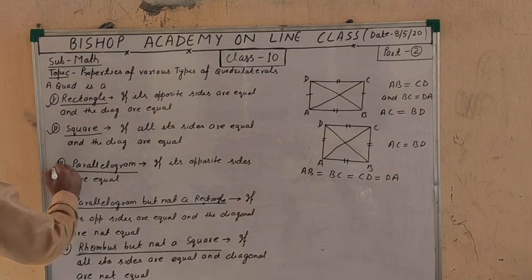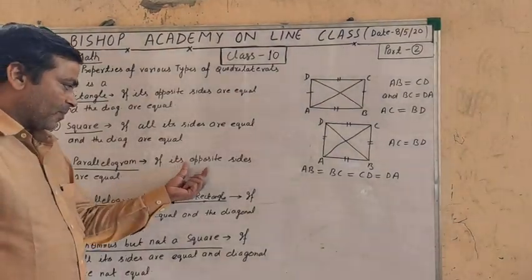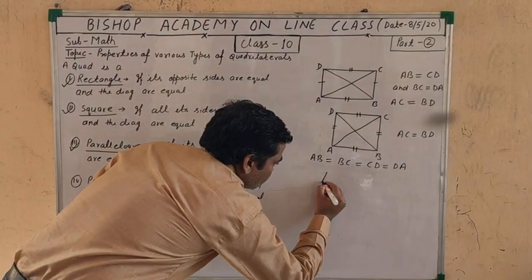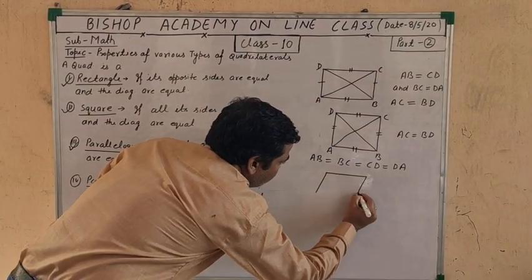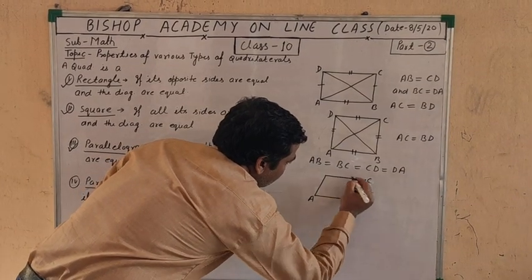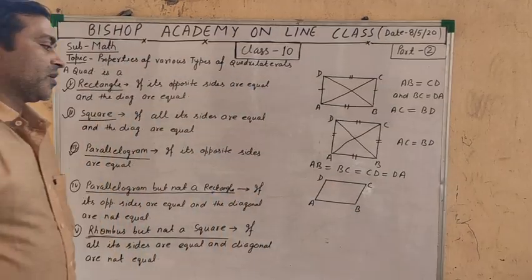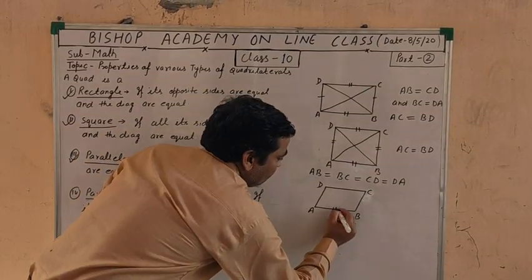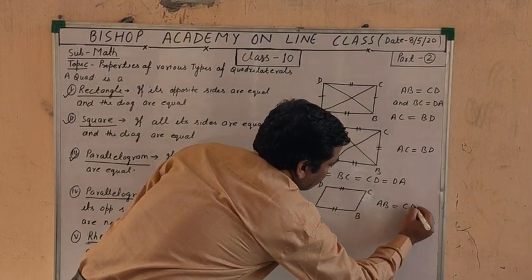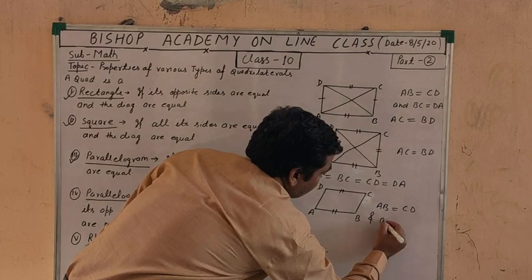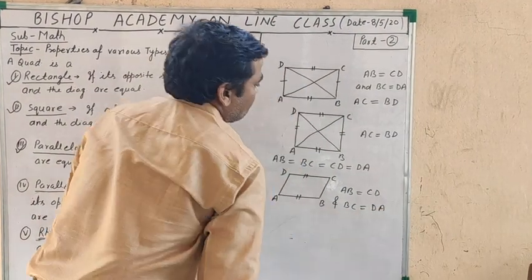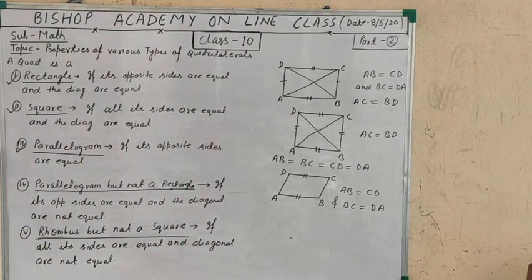Third, parallelogram, if its opposite sides are equal. ABCD is a quadrilateral. Opposite sides are equal: AB equal to CD and BC equal to DA. The quadrilateral shape is a parallelogram.